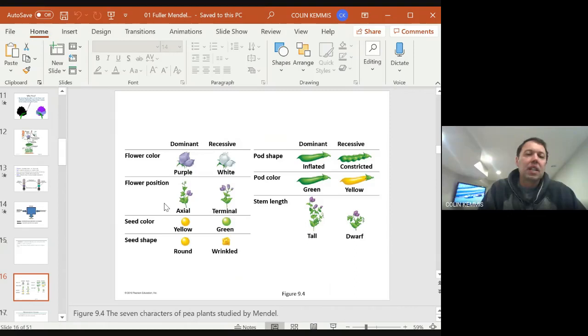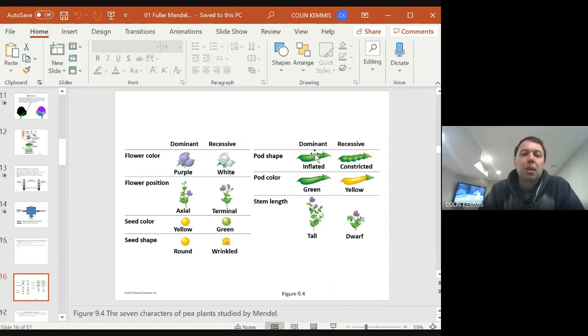Okay, this is a key diagram for chapter 9. Make sure you know some of these characters. Color, flower position. Axial means on the side. Terminal means the flower is going to be at the end of the stem. Seed color, surprisingly here, yellow is actually dominant to green, even though when we think of peas, usually it's probably green. That is a recessive trait. Round is dominant to wrinkled.